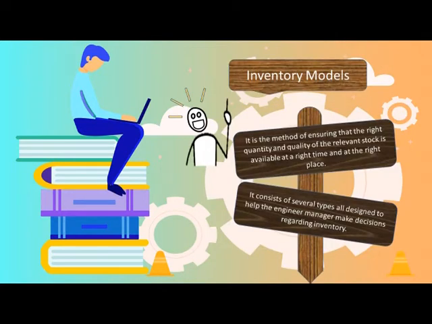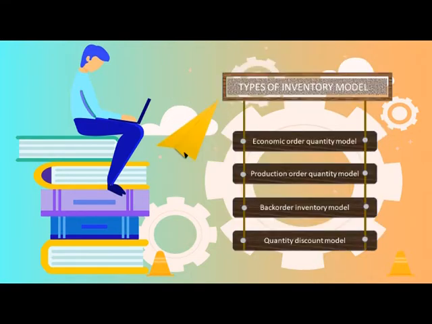First is the inventory models. It is defined as a method of ensuring that the right quantity and quality of the relevant stocks is available at the right time and at the right place. It consists of several types, all designed to help the engineering manager make decisions regarding inventory. There are 4 types of inventory model, and these are the economic order quantity model, the production order quantity model, the back order inventory model, and the quantity discount model.